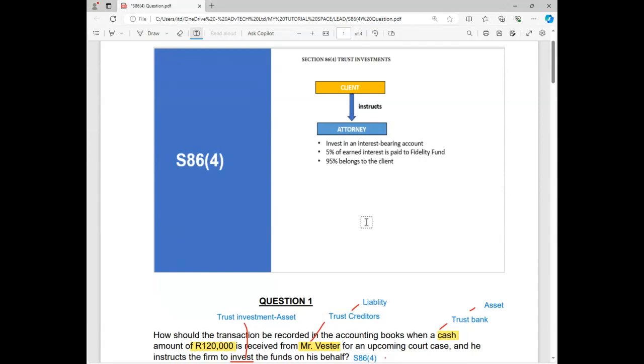But remember, when the attorney decides to invest, that amount of money is for the benefit of the fidelity fund. Okay, so the firm is not compelled by law to invest. It's just a decision. So that money belongs to the fidelity fund. But I'm still going to show you that one.